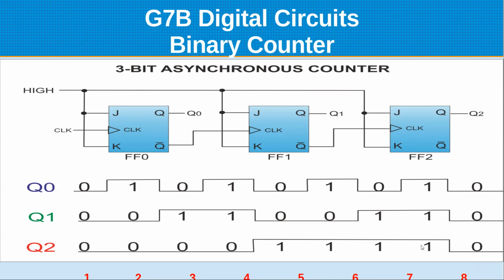So to represent 8 in binary requires 4 bits. It would be 1 0 0 0. And it's a 3-bit counter. So when you get the 8th clock pulse, it's going to roll over to 0.